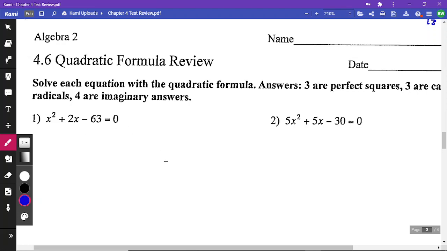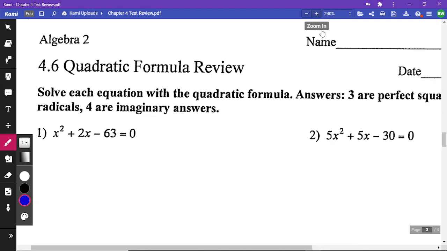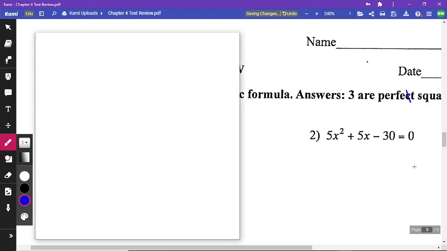So we just plug everything in. I'm going to zoom in on this a little bit more so I have more room right under it. Here we go.